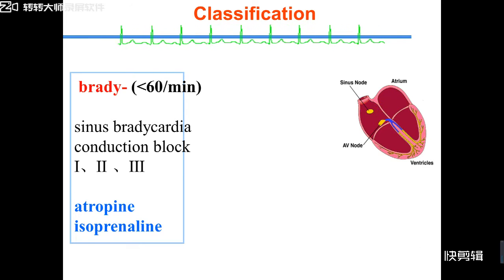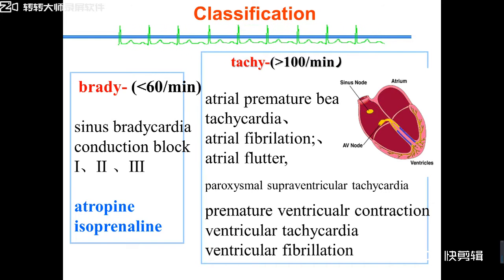So today we study how to treat arrhythmias, which means we study the second kind, tachycardia. Most arrhythmia patients are tachycardia patients. The heart rate is more than 100 beats each minute. Tachycardia is also divided into several kinds according to the different formation sites. The first one, if it arises here in the sinus node, we call it sinus tachycardia. And here are the left and right atrium. Atrial arrhythmias also include atrial premature beats, atrial tachycardia, atrial fibrillation, and atrial flutter.